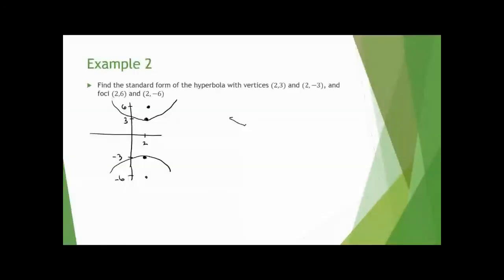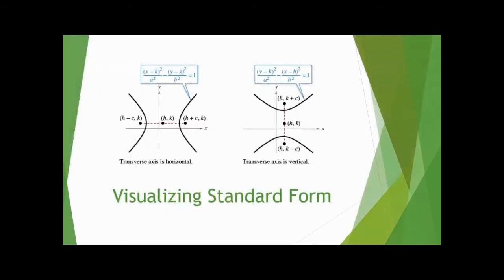So I have determined that I have a vertical hyperbola based off of the location of the vertices, because the vertices are vertically aligned with each other. And then I've mapped out where my foci are. So going back to the two different types of hyperbola, this is where the transverse axis is vertical. So that means I'm going to have the y portion first and then the x portion. So the y part is going to be over the a squared. The x part is going to be over the b squared.